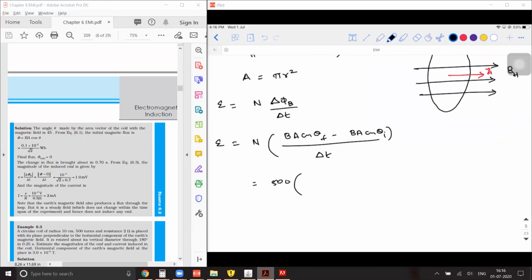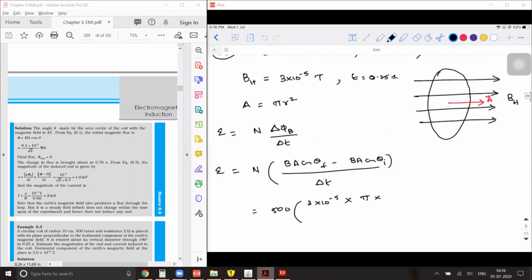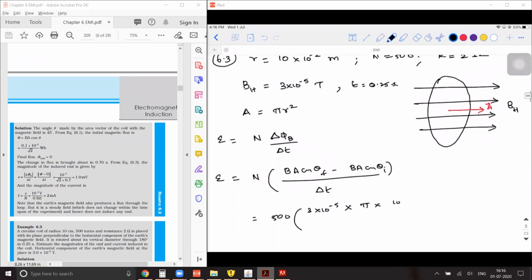So B is 3 into 10 power minus 5. Area is, how much is the area? Can you people do the calculation? Okay, pi into what value of R? 10 into 10 power minus 2, the whole square, into cos theta final. Cos theta final is cos 180.